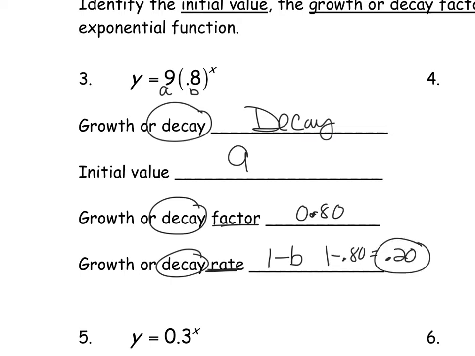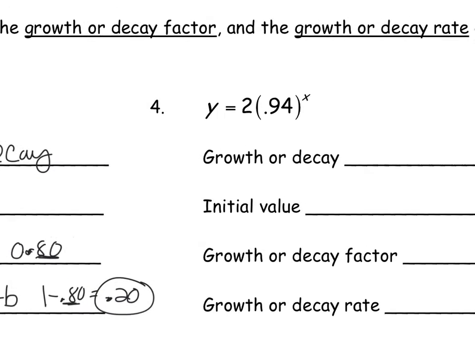Just kind of look at it. What would I have to add to make that equal 1? Because 1 is kind of like where it changes over from growth to decay, or decay to growth. So if I added 0.2, that would make it 1, right? So 1 minus your decay factor will give you your decay rate. All right, let's look at another.